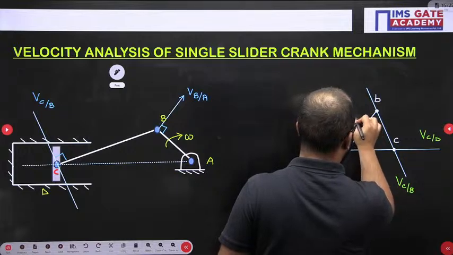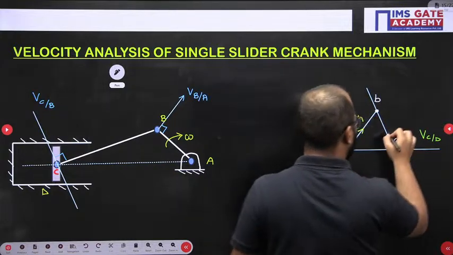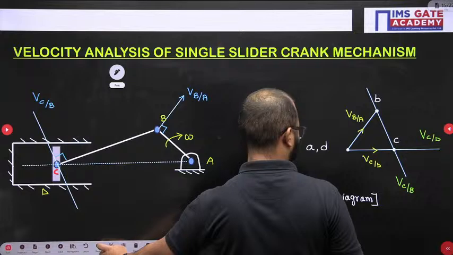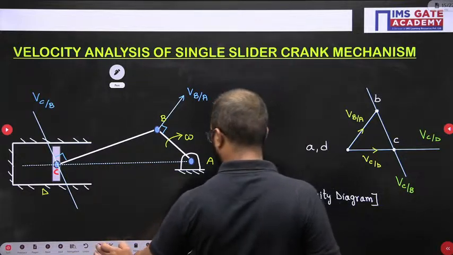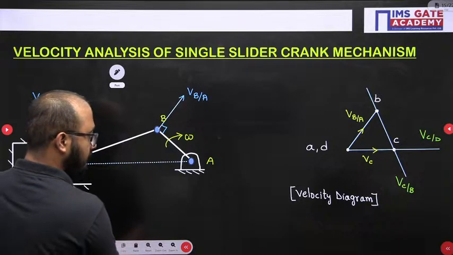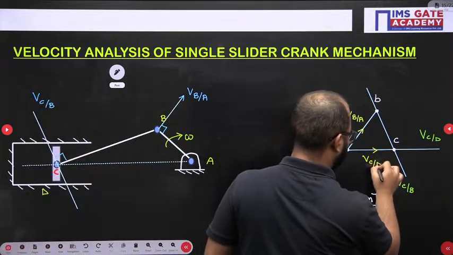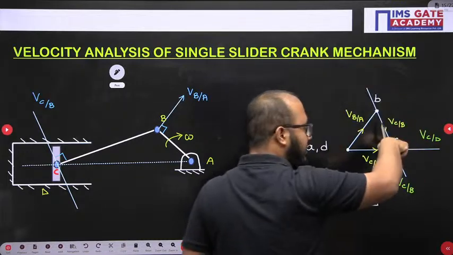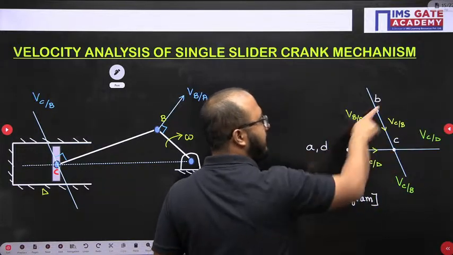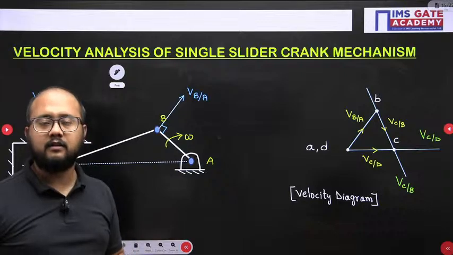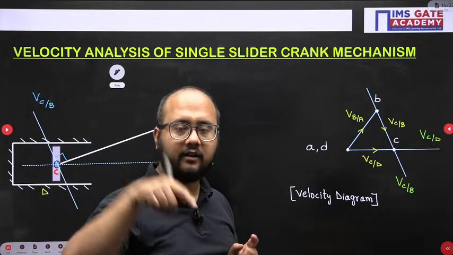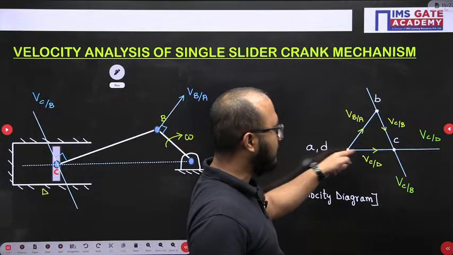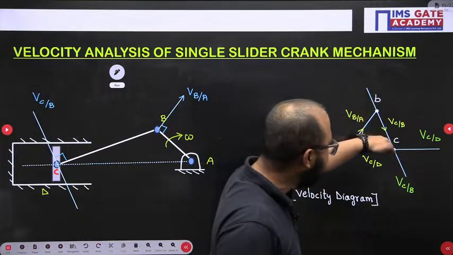This is B with respect to A. This is C with respect to D. And this is C with respect to B. Always remember, the arrow will be towards the point for which we are writing, from the reference point. That is B with respect to A, towards B, A was the reference point. Towards C, D was the reference point. Towards C, B was the reference point, like that.